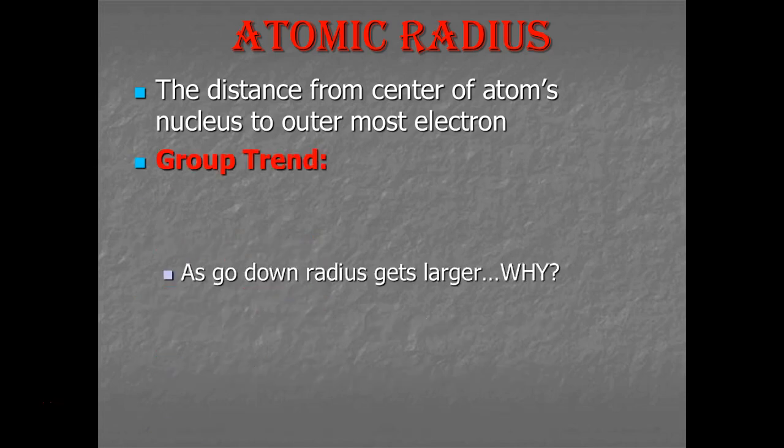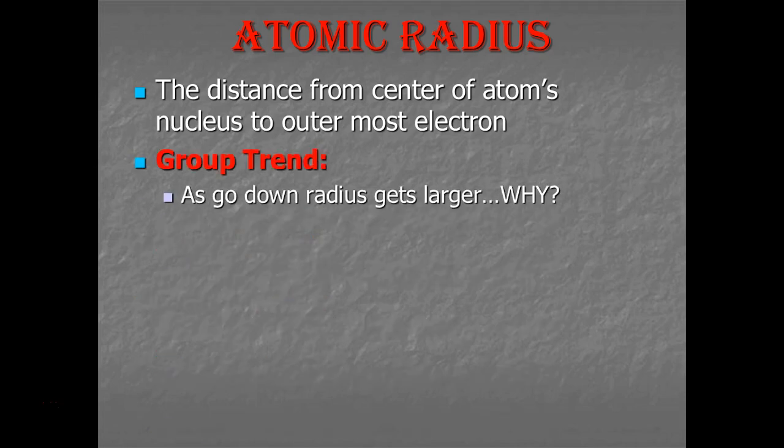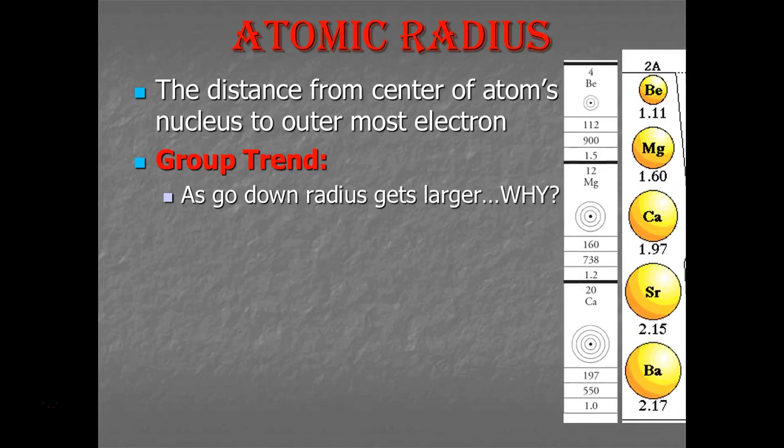So in the group, this is as you're going up and down, right? A group is a column of the periodic table. As you go down the periodic table, the radius is getting larger. The reason for this is you're adding more energy levels, all right? If you see there, the little rings in the Bohr model represent some different energy levels that we're adding.